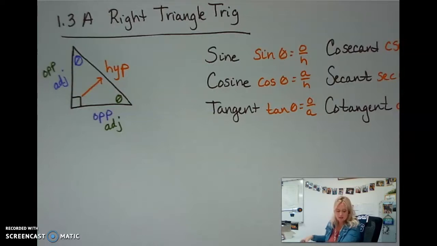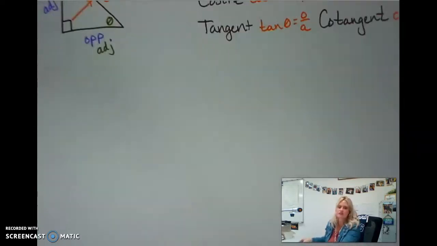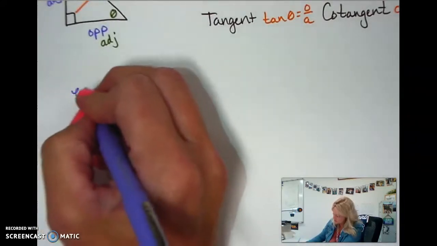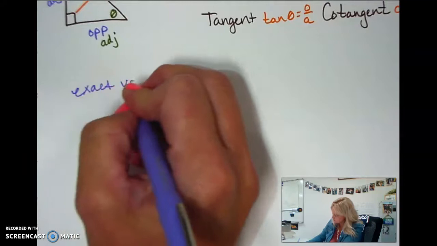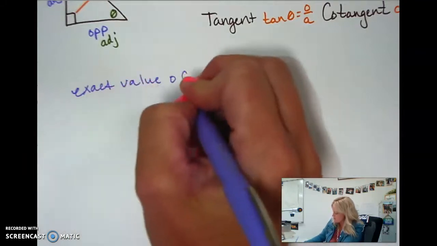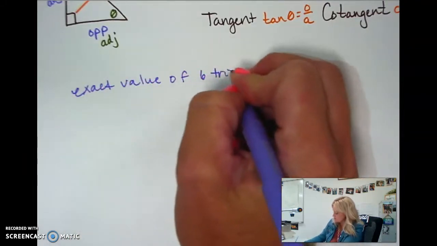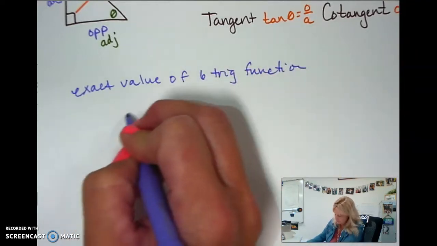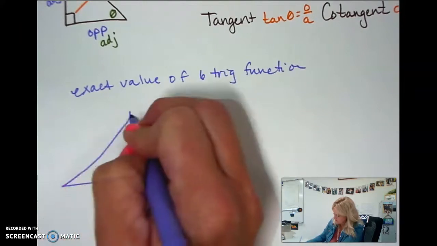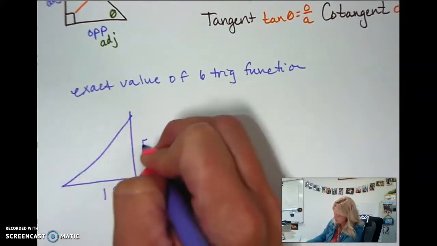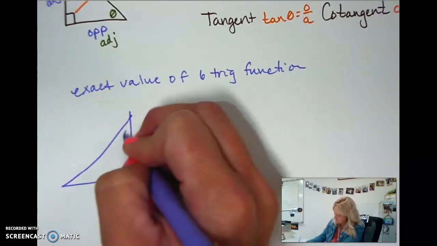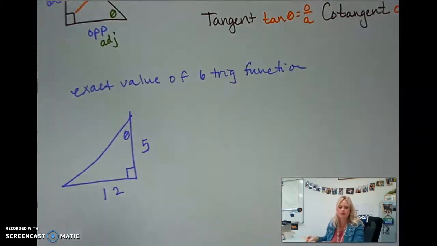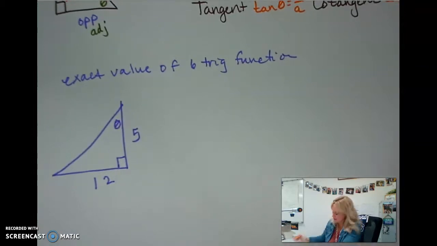Okay? So, if I ask you to find the exact 6 trig functions, exact value of this triangle, and all I give you is this, first of all, what side are you missing? You're missing the hypotenuse, but we already know how to find the third side of a right triangle.